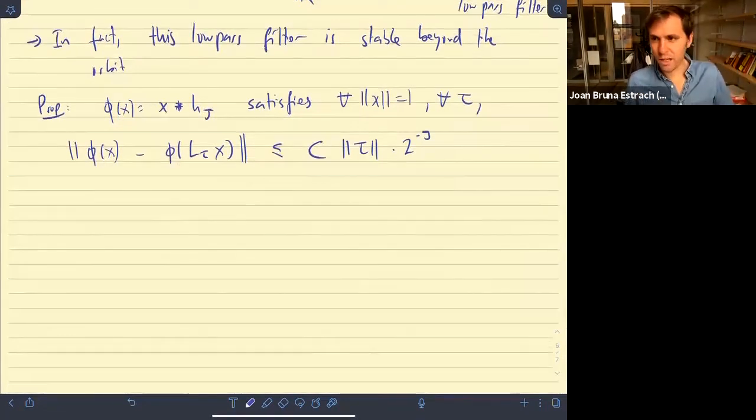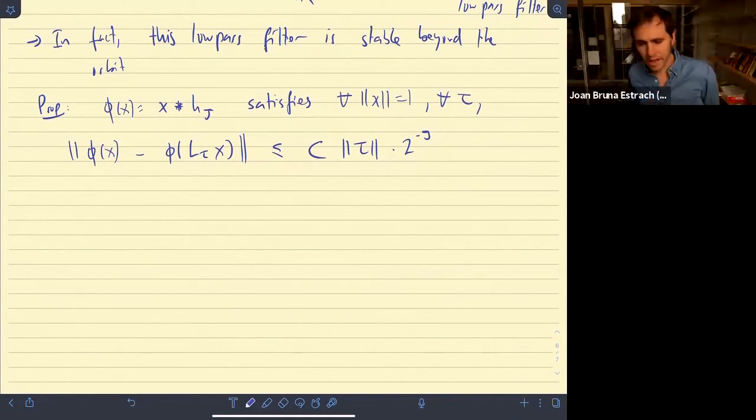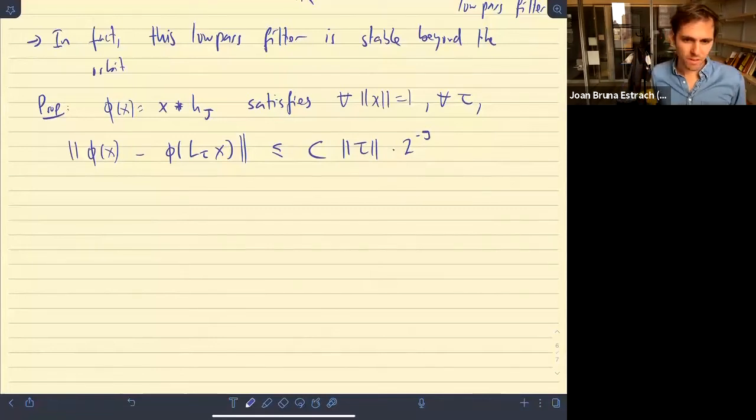Before we say a few words about how to prove that, we can try to understand intuitively what this is telling us. If I look at an image, a signal, and I just apply this low-pass filter, I'm basically killing the high frequencies, right? I'm just keeping the low frequency information of the signal. So what this result says is that low frequencies are stable.